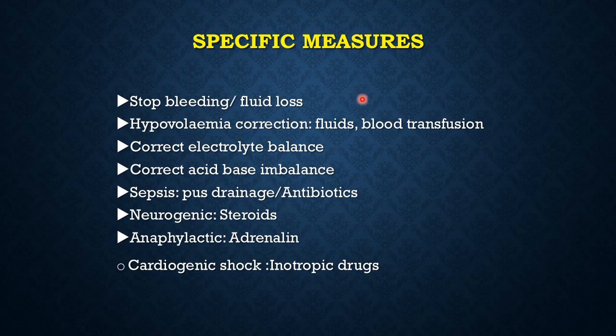Specific measures for hypovolemic shock: stop the bleeding, stop the fluid loss, whatever the cause. Hypovolemia correction: give fluids or blood transfusion as required, correct the electrolyte balance, correct the acid base imbalance. Correct the sepsis: drain the pus or the infective primary focus, give antibiotics which cover these infective organisms. In neurogenic shock, steroids may help. In anaphylactic shock, adrenaline is life-saving. And in cardiogenic shock, inotropic drugs that give strength to the myocardium are required.